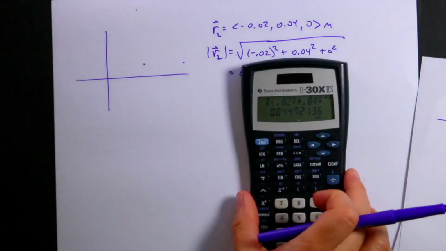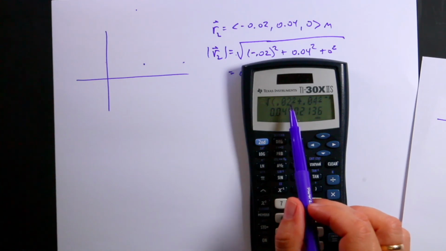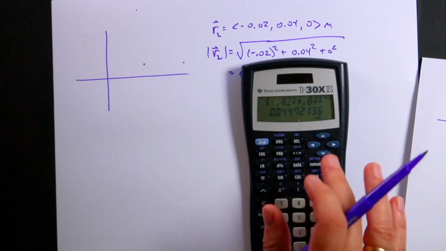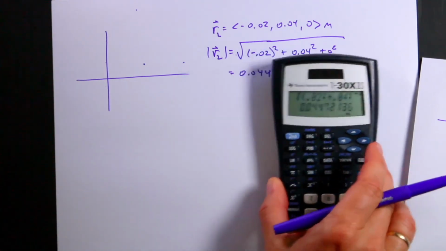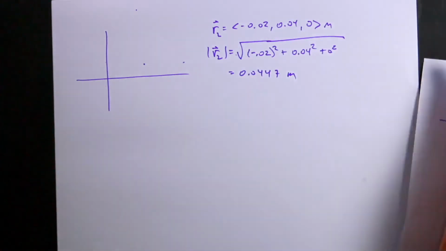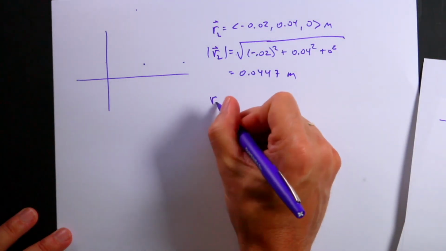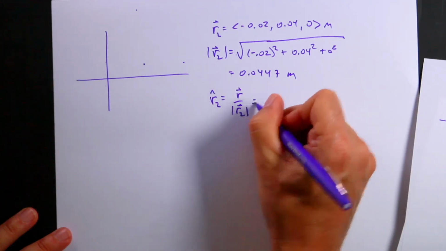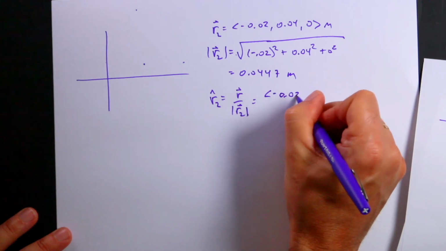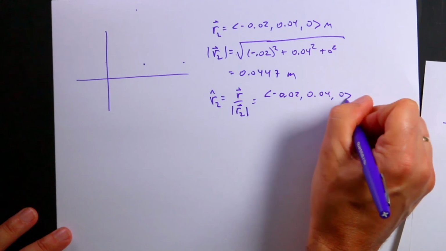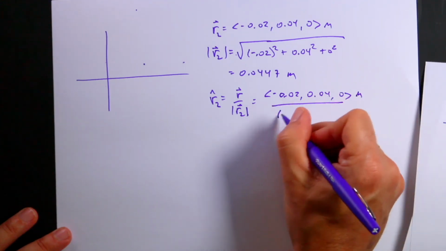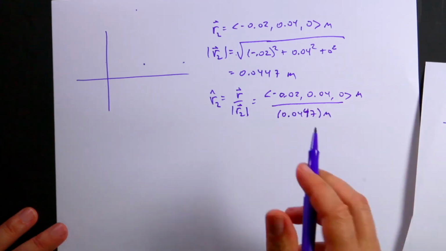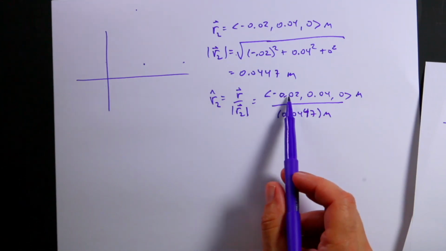Be very careful about your order of operations. If you're not sure if you need parentheses around the 0.02, then put an extra parentheses in there, or do it one step at a time and write it down. You can get yourself into a lot of trouble with the calculator if you're not sure what you're doing. So just be careful. So now I can find the unit vector. R2 unit vector is going to be R2 divided by the magnitude of R2. So that's negative 0.02, 0.04, 0 meters divided by 0.0447 meters. I'm dividing a vector by a scalar, so I have to divide each component by that amount.